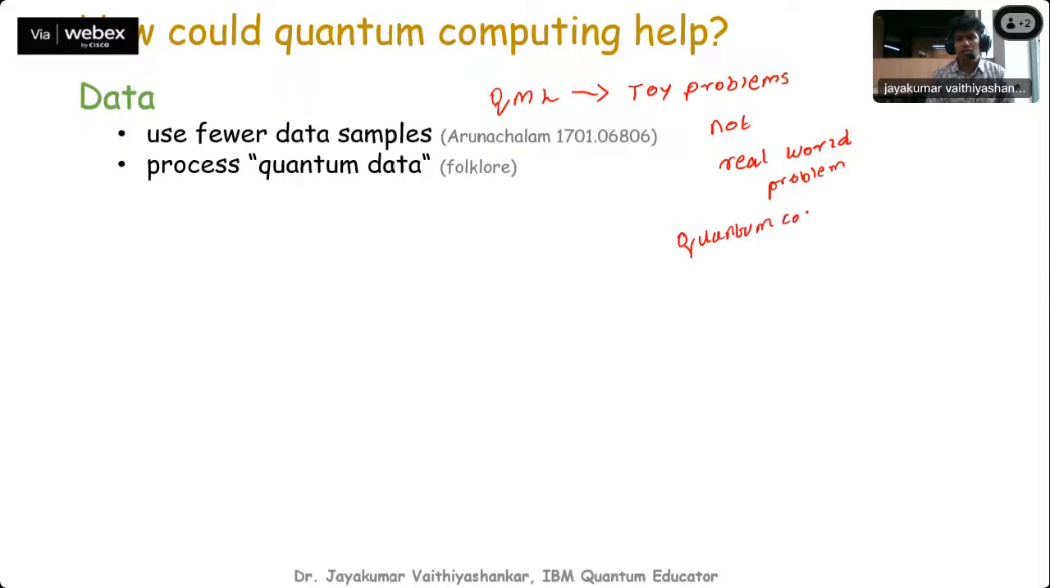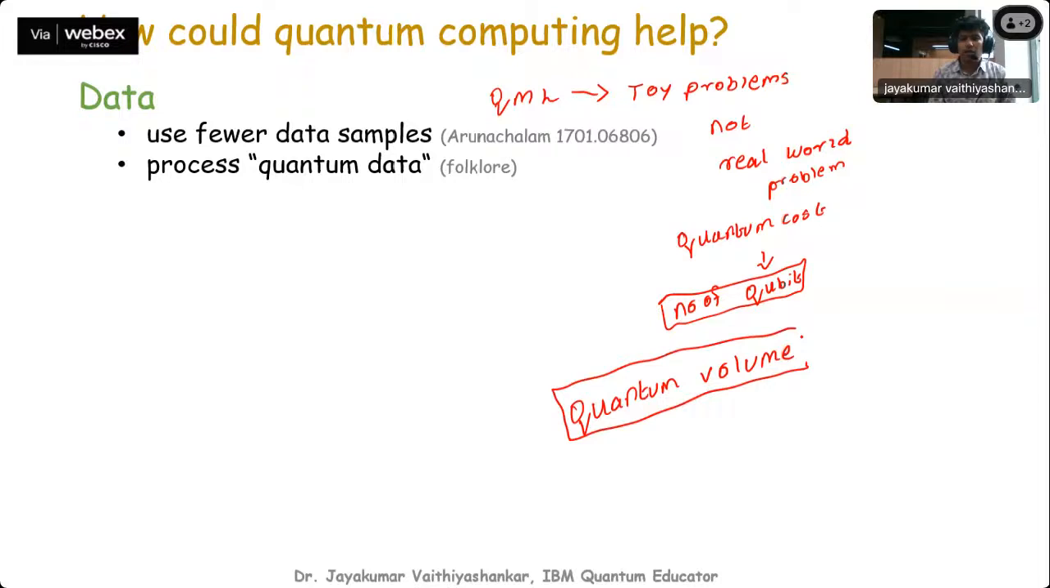Quantum cost is nothing but how many qubits are required to implement your circuit. This is roughly what quantum cost is. But we cannot decide simply by qubits, so they use quantum volume. Quantum volume is the parameter established by IBM Quantum. So if you have time, go and refer to IBM Quantum volume.